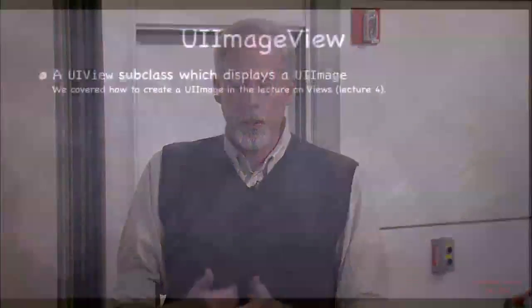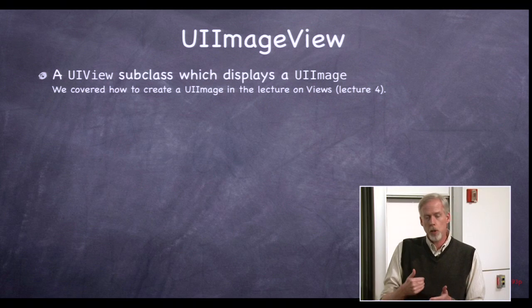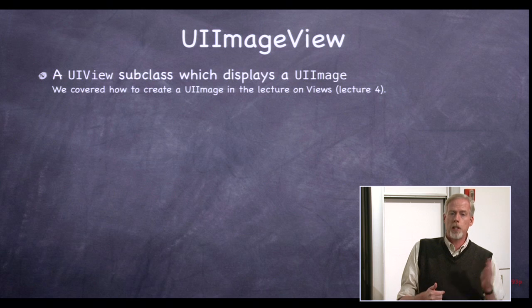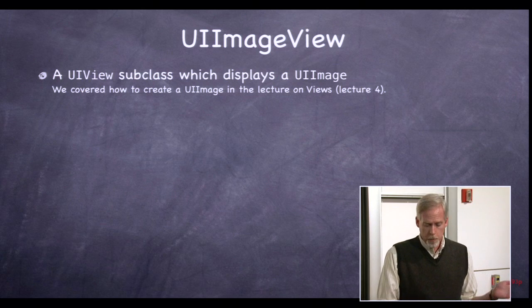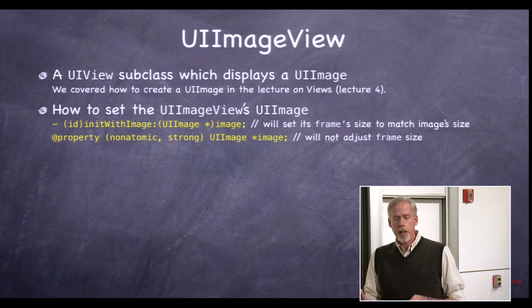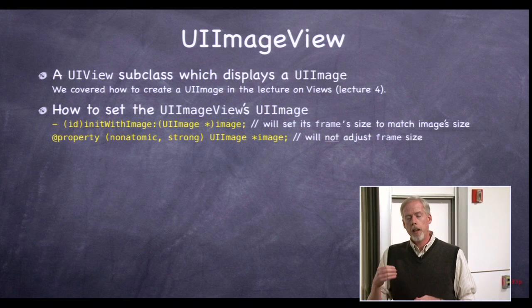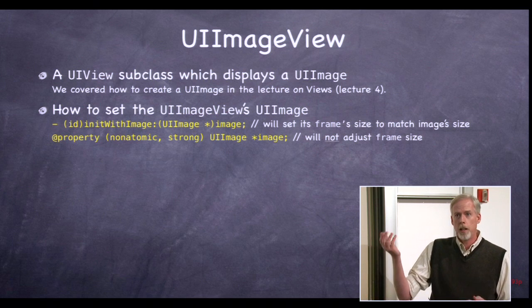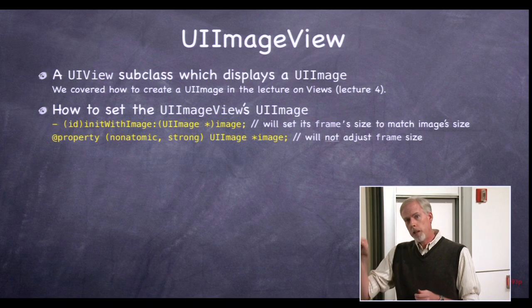All right, UIImageView. So UIImageView is a super simple class. Okay? It's a UIView subclass, and it just displays a UIImage. Now, I already talked about how to make a UIImage back in lecture 4, so I'm not going to go over that again. Here's how you set the UIImage. Again, you probably set it in the storyboard, right? In the storyboard, there's the inspector, boom, set image, bam.